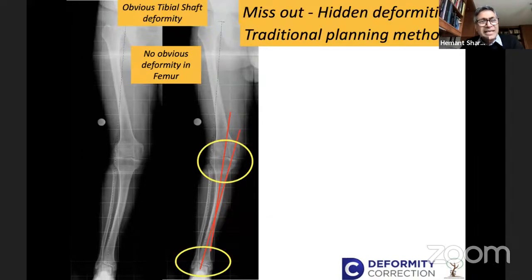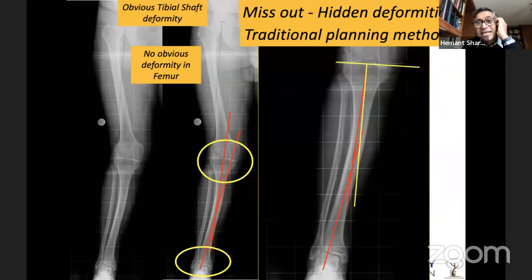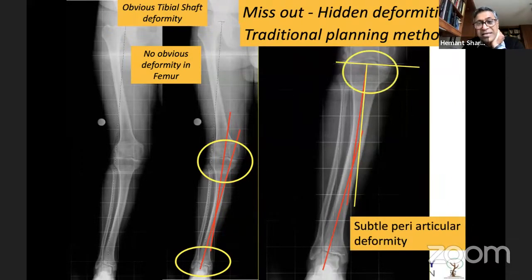But there's a possibility that there might be a deformity periarticular, quite close to the joint, which we can easily miss because it's not very obvious. And if you actually look at this tibia, there's a very subtle periarticular deformity. It may not be relevant to correct it, or we may not need to correct it. But if we just use the traditional methods, we end up missing this deformity.